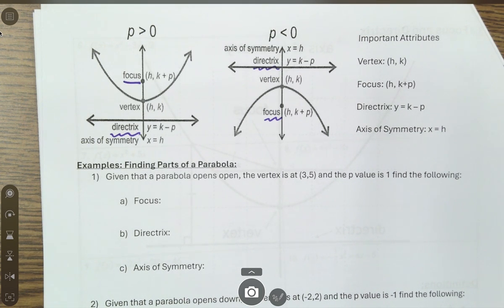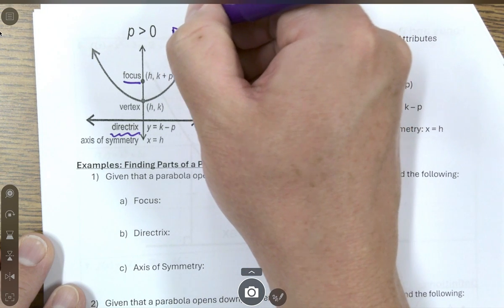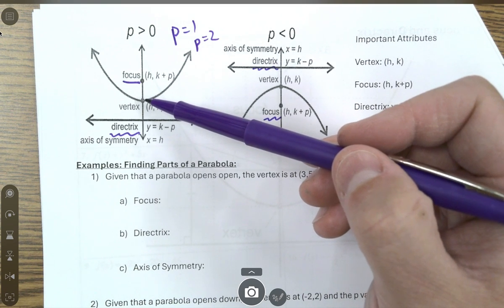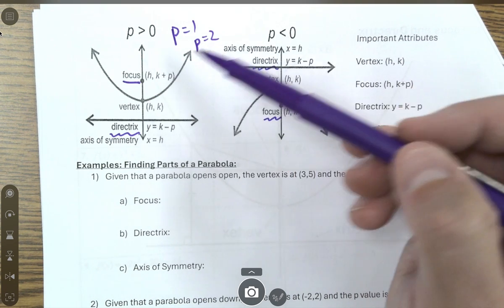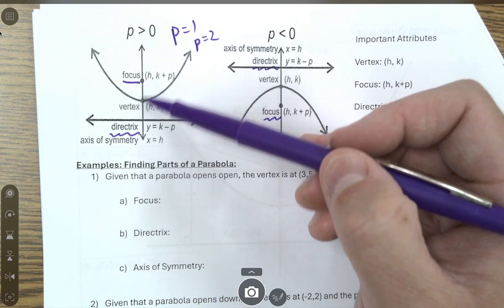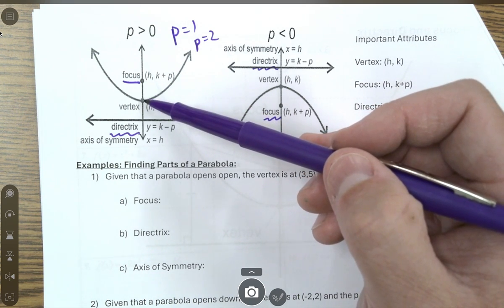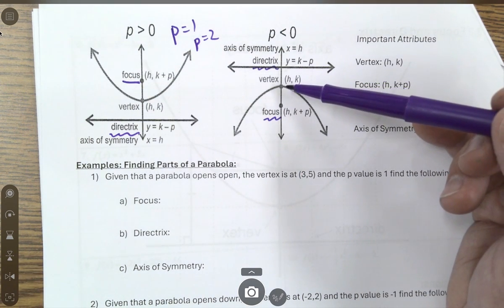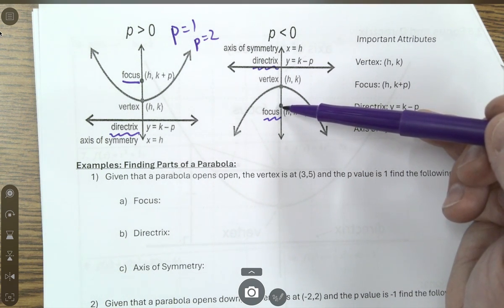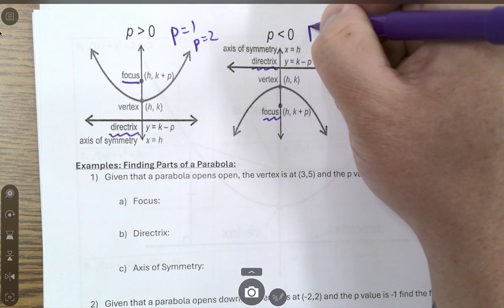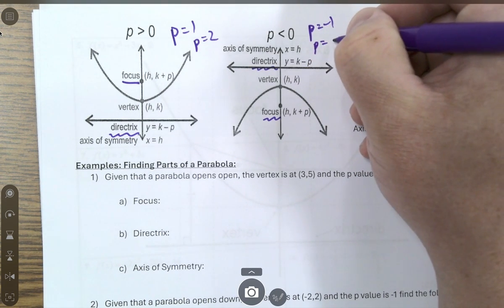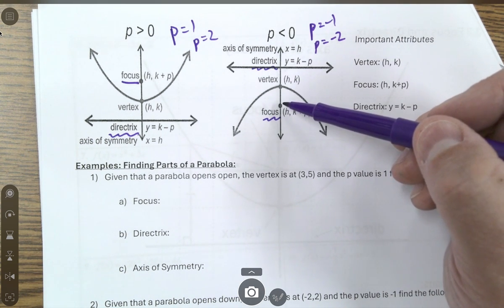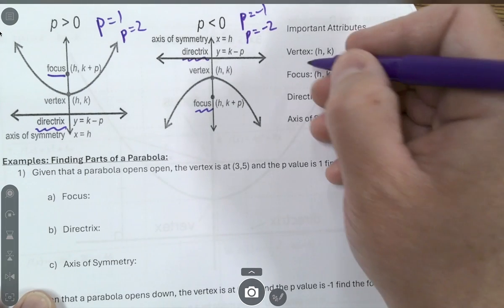Your p-value will be positive, like a +1 or a +2, whenever we have our parabola opening up. The p-value is basically the distance in the y values from the vertex to the focus. So if your focus is above the vertex, we're going up, that's positive. If our focus is underneath the vertex because it's flipped and it opens down, then your p-value will be negative. Relative to the vertex and the focus, I'm going down, and down on a graph is negative.